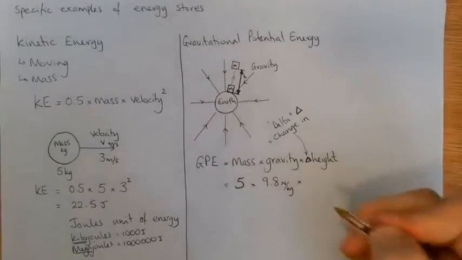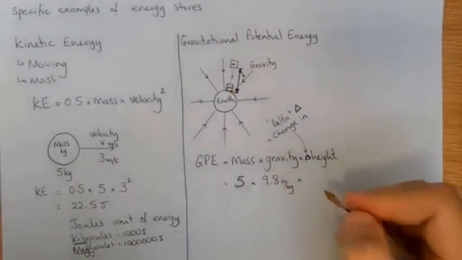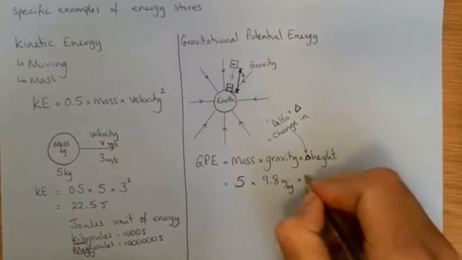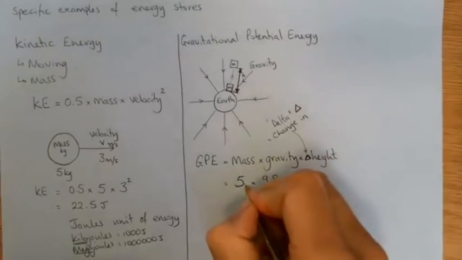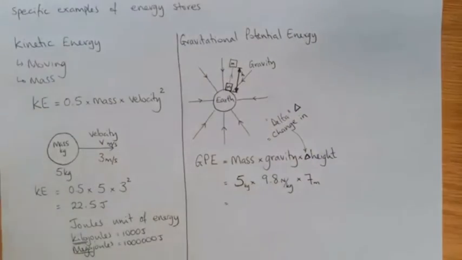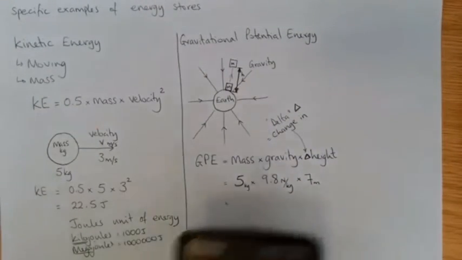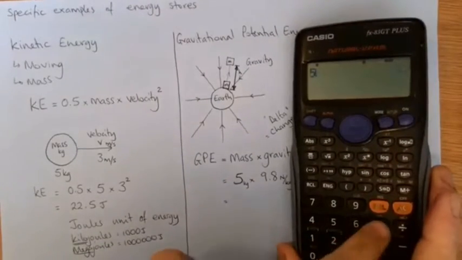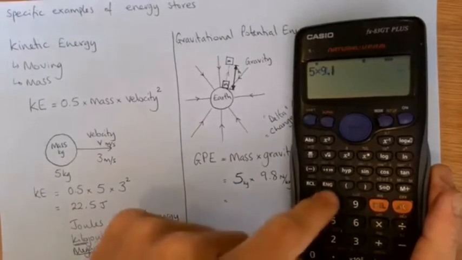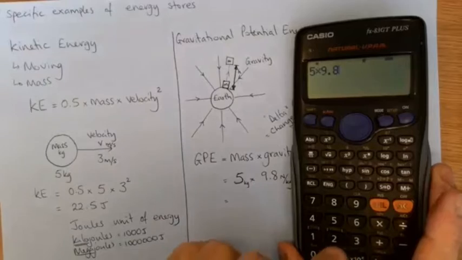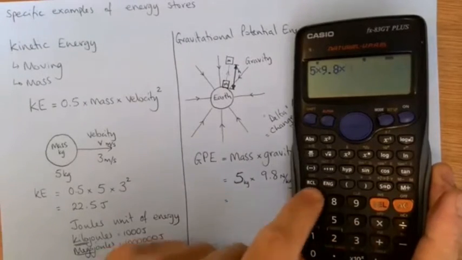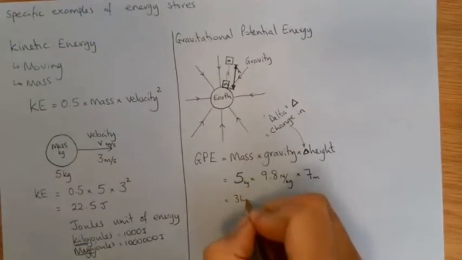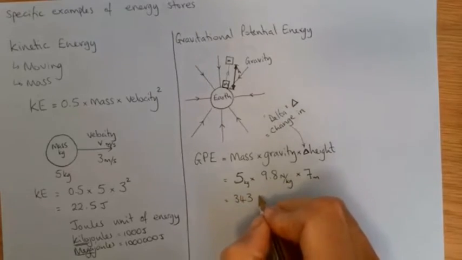And let's say that we change the height by, I don't know, let's say 7 meters. I'm going to push that through my calculator. So I've got my mass of 5 multiplied by gravitational field strength 9.8 newtons per kilogram, and then a height of 7 meters gives 343 joules.